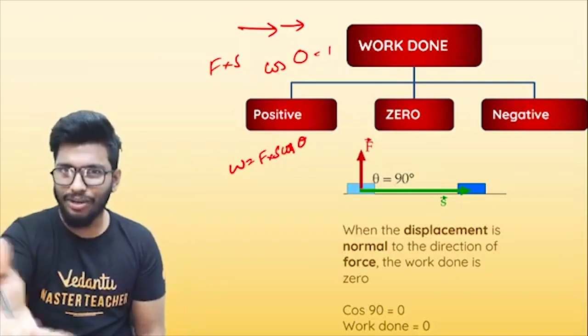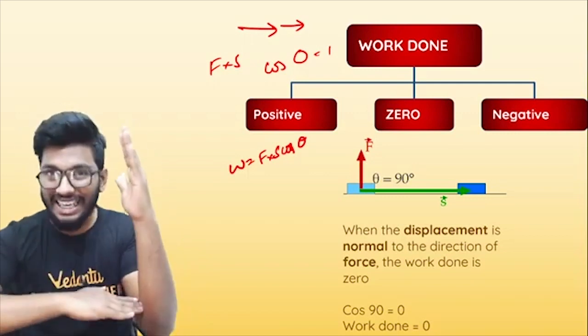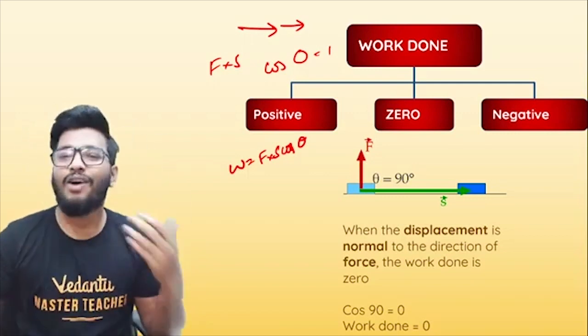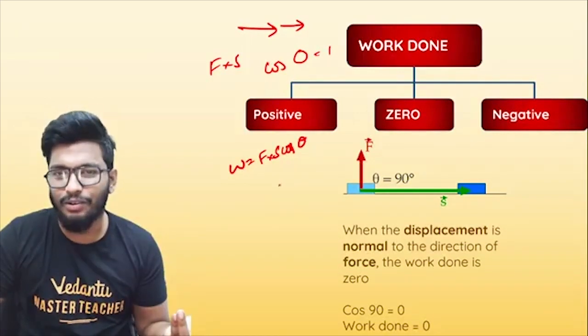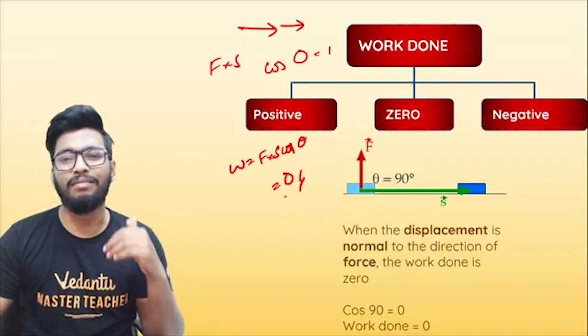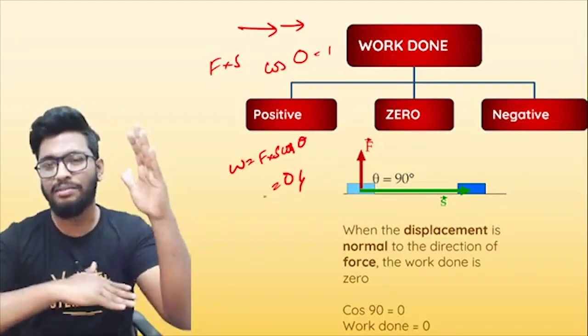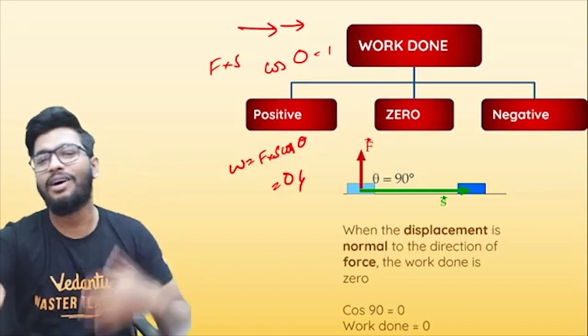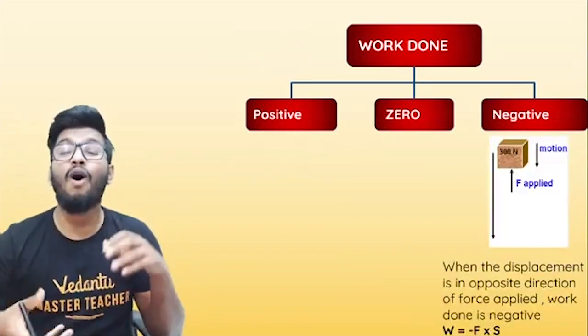But in situations where the force and the displacement are perpendicular, or at 90 degrees to each other, cos 90 is nothing but 0. So the whole term then becomes 0. This is the reason why, guys, if the force and displacement are at 90 degrees to each other, work done is said to be 0. Negative is when the displacement and force are in the opposite direction.